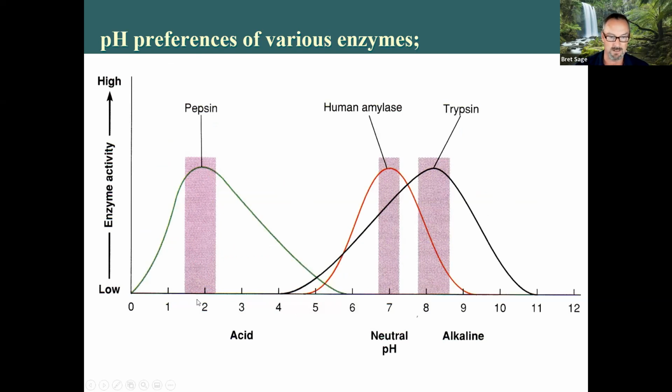So for example, pepsin is in your stomach. That's acid because we have hydrochloric acid in our stomach. Amylase is found in the mouth. Your mouth is neutral. Trypsin is found in your small intestine, slightly alkaline. The alkaline is important because that is used to neutralize the acid coming from the stomach into the small intestine.